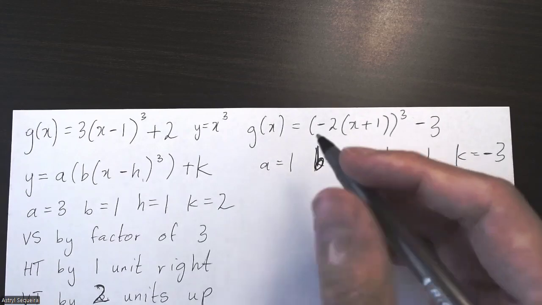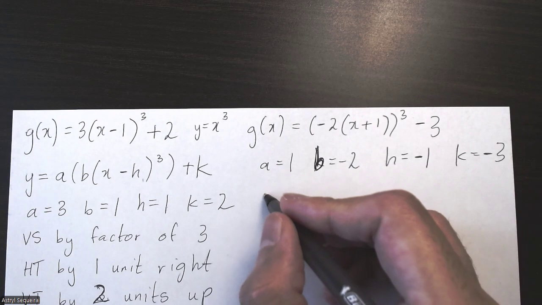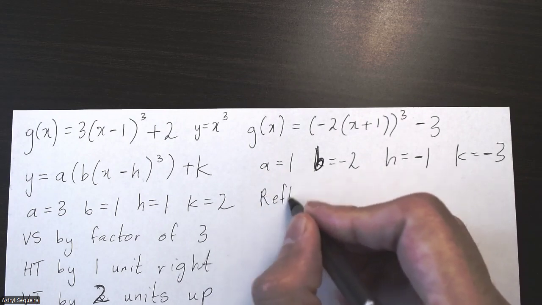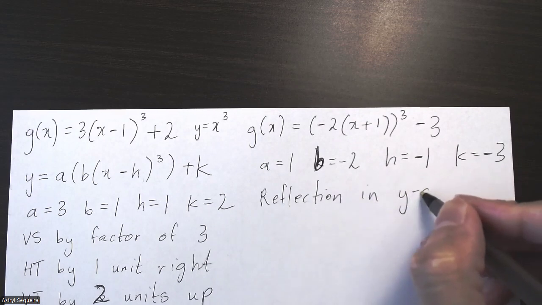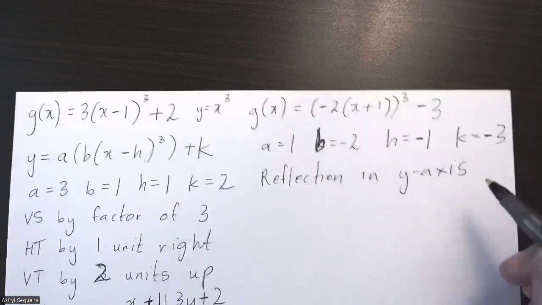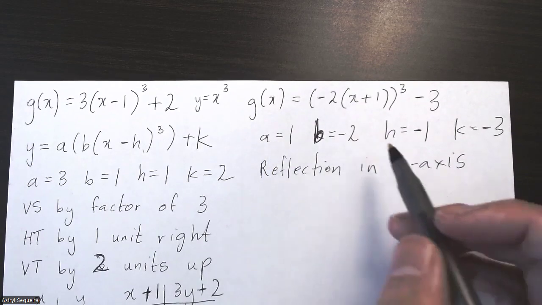So no vertical stretch or compression. My b value is negative. If your b value is negative, that's always a reflection in the y-axis. If your a value is negative, it's a reflection in the x-axis.